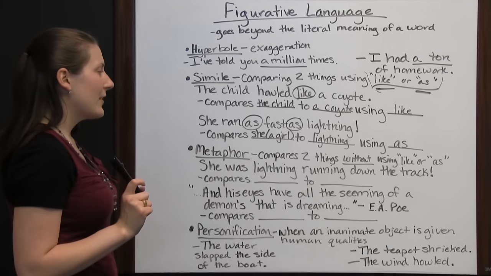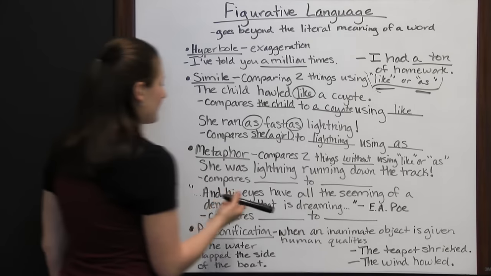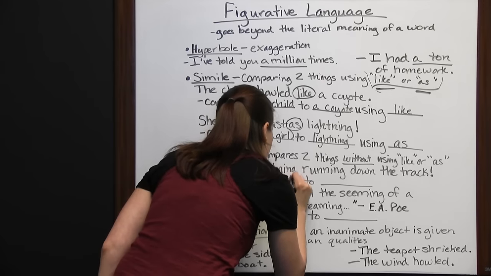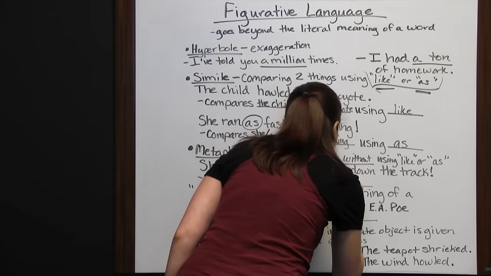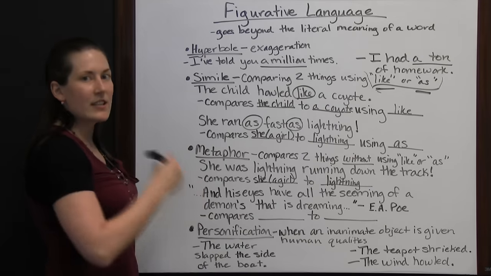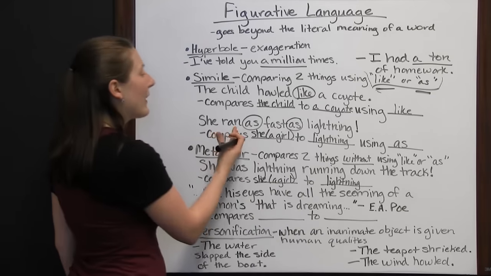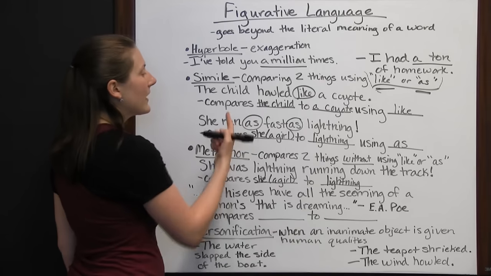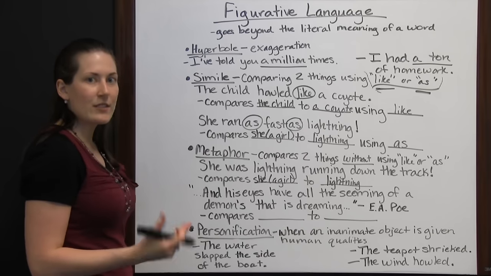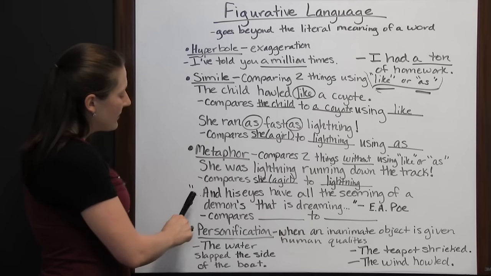She was lightning running down the track. So this sentence is very similar to this one. They're both comparing she or a girl to lightning. They're both saying this girl is really fast, but this one just says she was lightning. She was lightning running down the track. It doesn't say she ran as fast as lightning. It doesn't use like or as, it just says she was lightning. So it's a different way to use the same kind of figurative language. So that's one example of a metaphor.